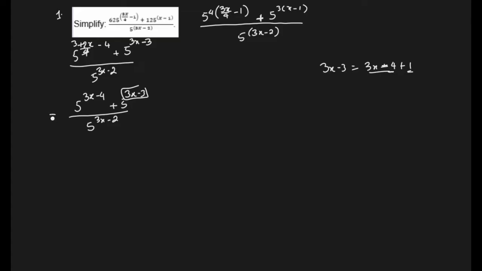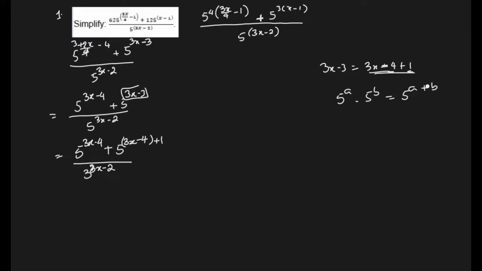So it will become 5 to the power 3x minus 4, which is already here. Here I will make it 3x minus 4 plus 1 outside. Yeah, this thing can be written like this also. I want something to be common in these two. Divided by 5 to the power 3x minus 2. Now, we also know that if I say 5 to the power a multiplied by 5 to the power b will be 5 to the power a plus b. Yes, that's the exponential law. Let's say this is a and this is b.